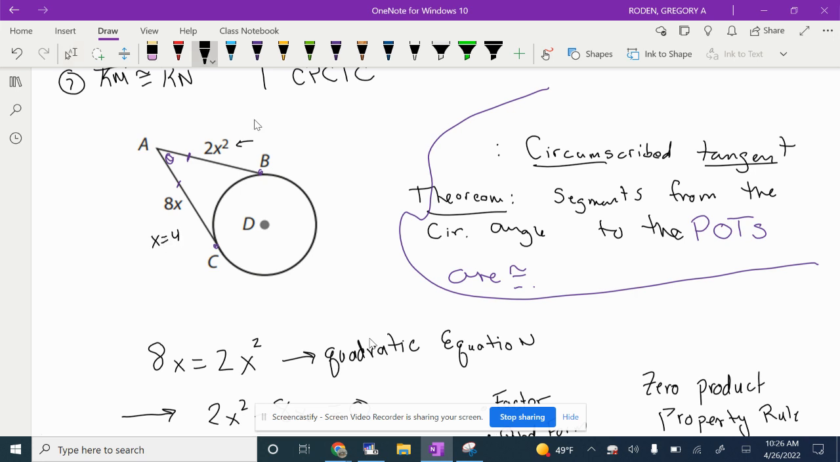You guys see that? So in this case, 4 times 8 is 32, and 4 squared, 16, times 2 is also 32. So we know that x has to equal 4, and the two tangent lines are equal to 32. Does that make sense, class?